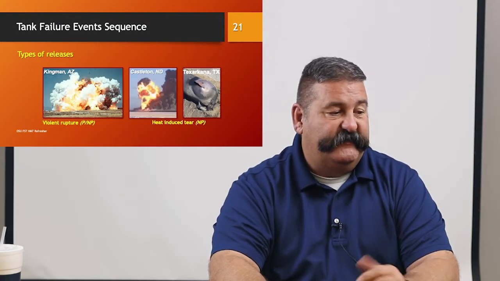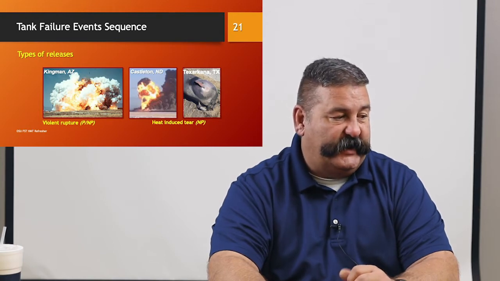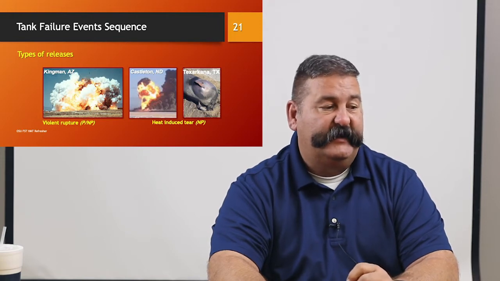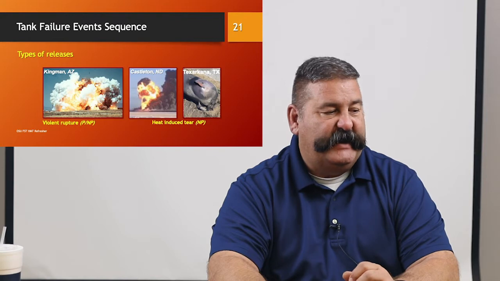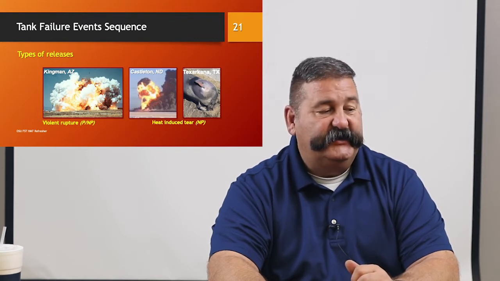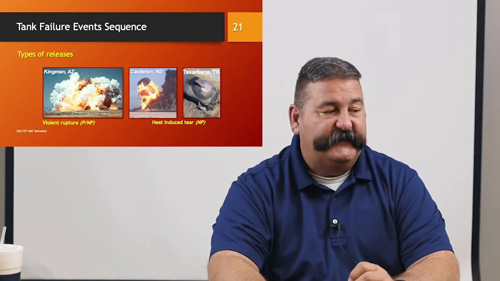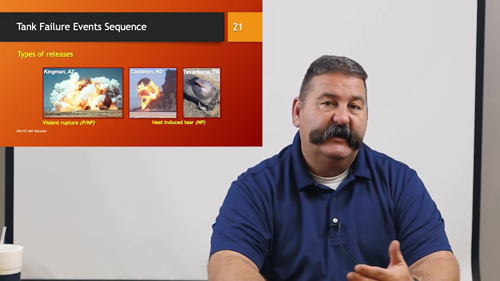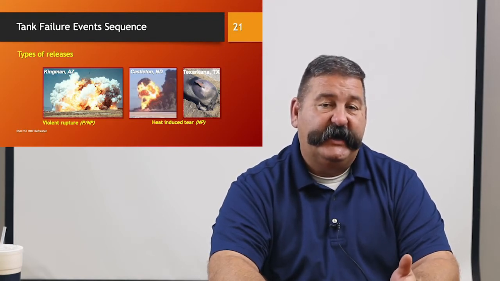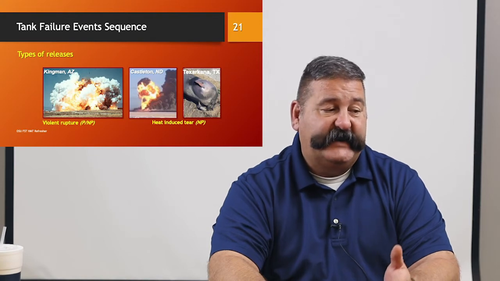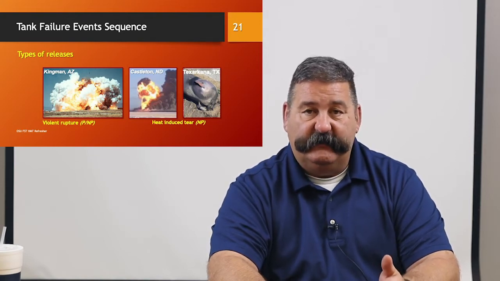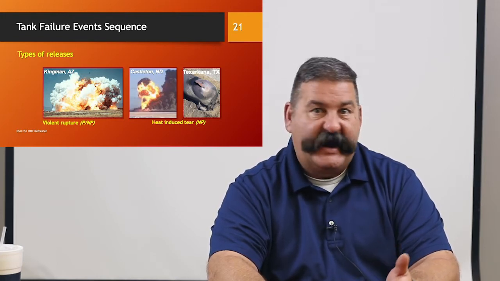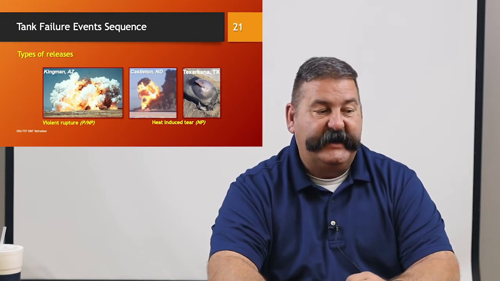Again, when you look at this type of release, for example, the picture from Kingman, Arizona, this is a violent rupture. This would be a BLEVE. Whereas the next ones from Castleton and Texarkana are heat-induced tears. The difference is that Kingman is a result from a liquefied gas container, so I'm looking at more of a BLEVE type of release. Whereas Castleton and Texarkana are from liquid containers, so I'm looking at something that could be oil or gasoline or something like that. These are atmospheric pressure containers, so that's where I get that heat-induced tear.